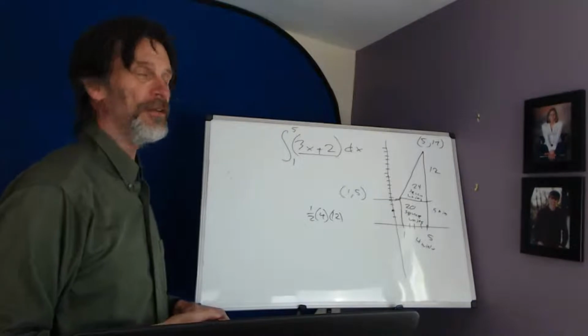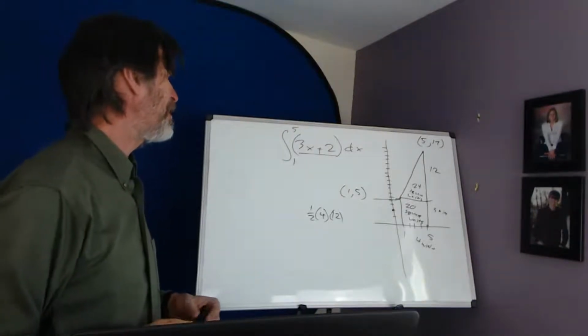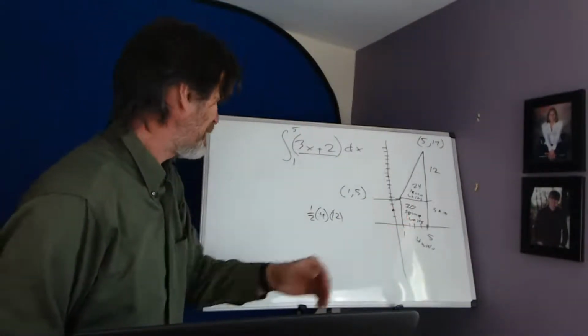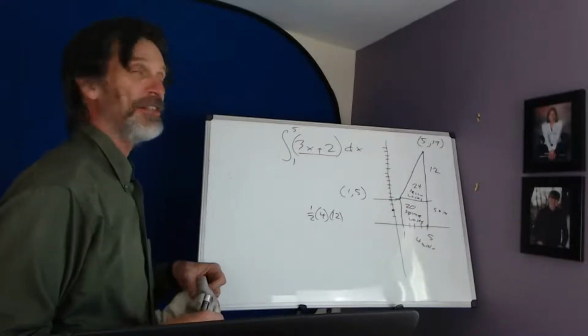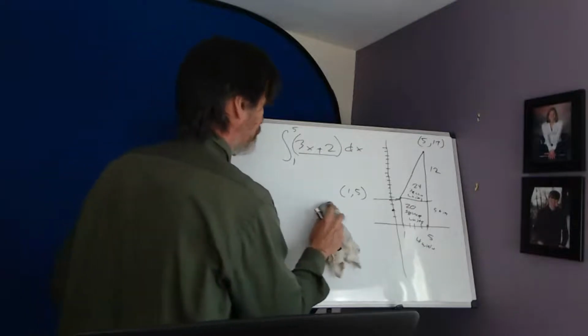Grand total of 44 square units. That's what that area under the curve above the x-axis should contain. Let's go through it using calculus, see if we get that same answer.